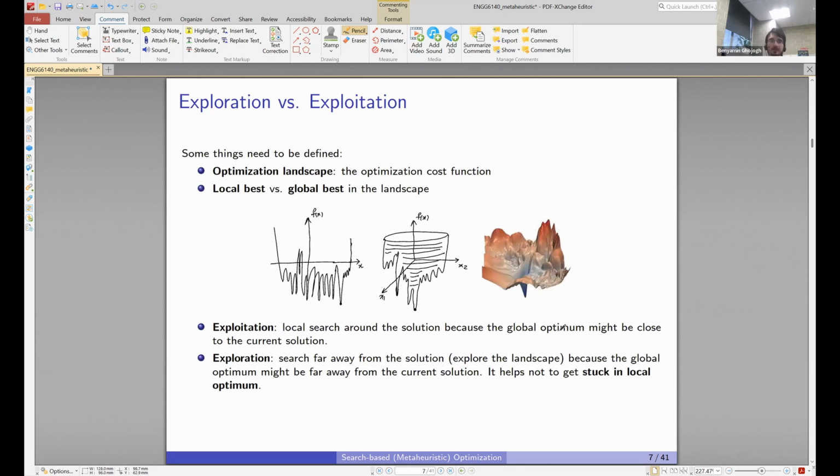Okay. Now let's talk about exploration versus exploitation. These are two important concepts in metaheuristic optimization. And what do they mean?